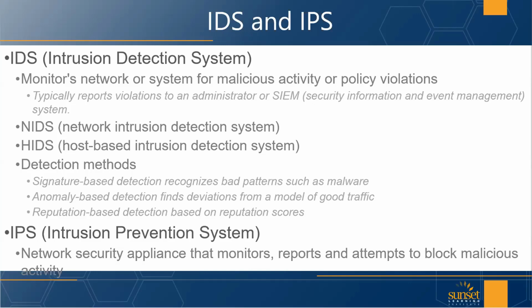Okay. And it can look at signatures to find bad patterns such as malware, anomalies in traffic. Again, maybe we have a certain amount of traffic flow from certain hosts, and then all of a sudden that traffic flow doubles. Okay. It can find those anomalies and help us look at it. And we can have reputation-based detection based on reputation scores. And we'll talk about that again in Talos, but we can have critical risk levels, and we can have sites that are deemed risky. But the problem with an intrusion detection system is it's just going to detect and report.